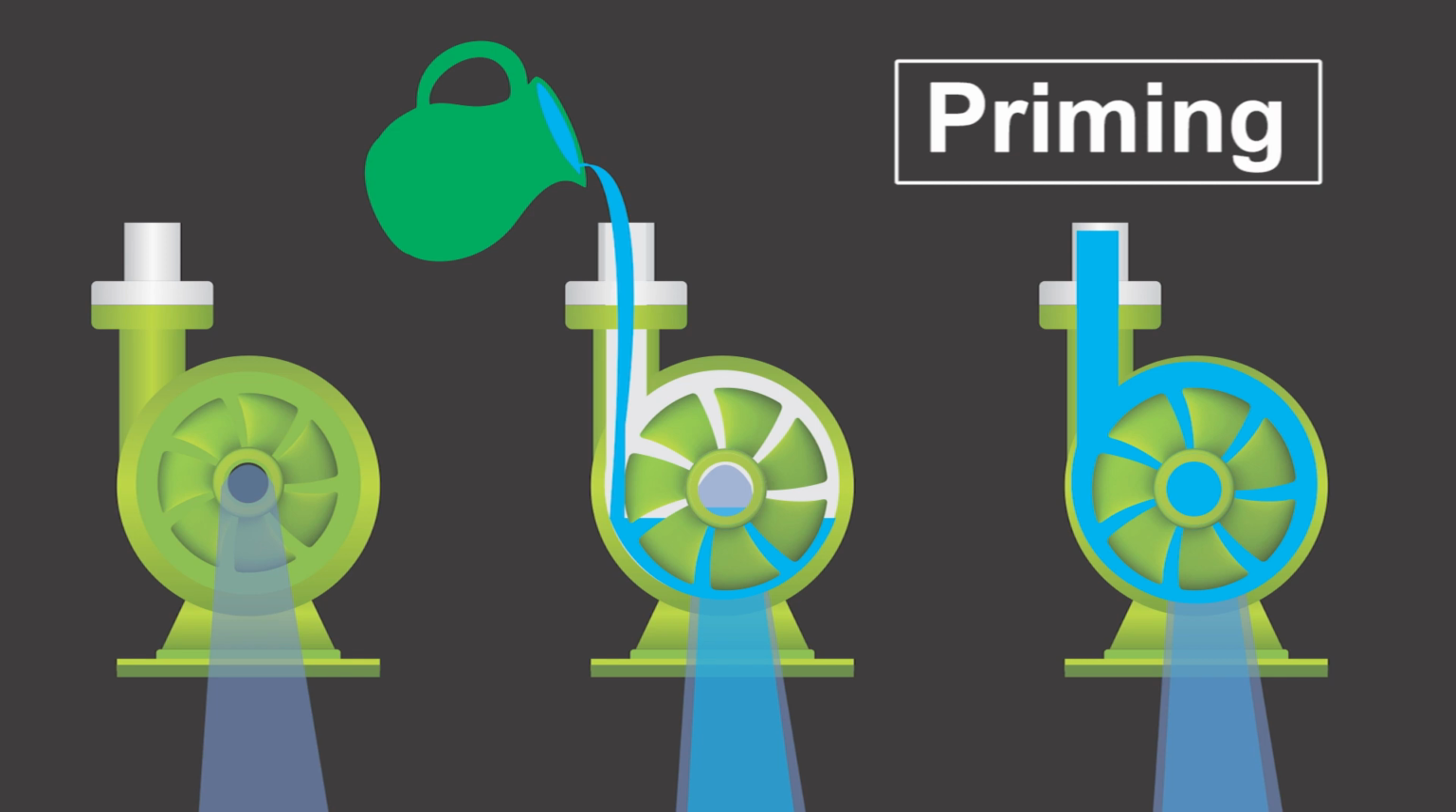One of the limitations of centrifugal pump is that before starting, the impeller, casing and intake pipe must be filled with water. This process is called priming.